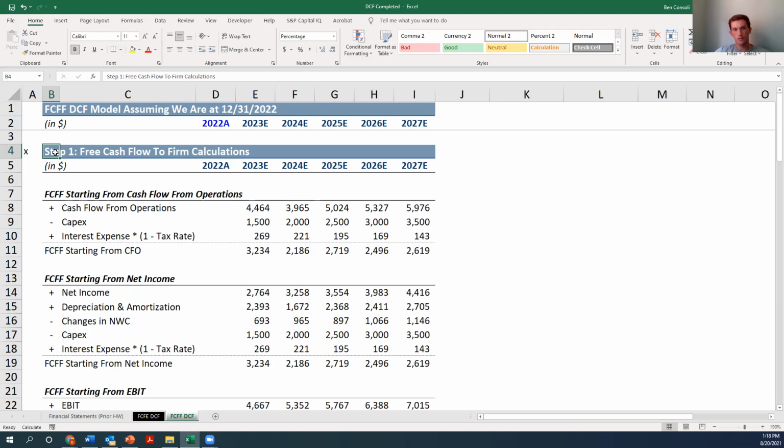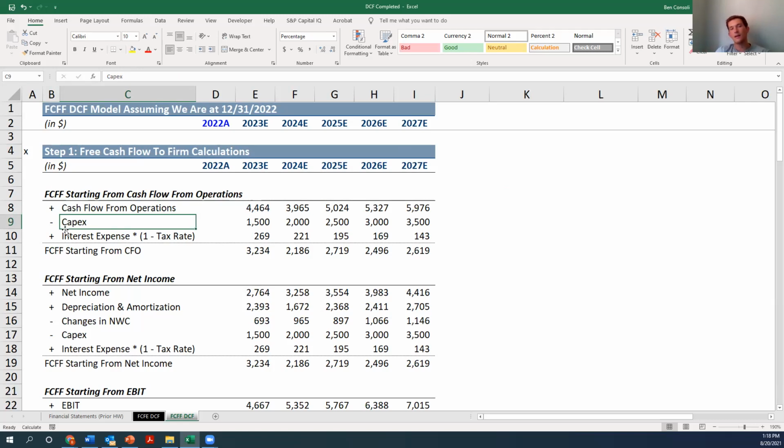I'll just go through the cash flow from operations on this one, because it's repetitive once you understand it, going through net income and EBIT. What you're doing is arriving at cash flow from operations and then making the adjustments. Starting from cash flow from operations, you subtract out CapEx, and then you add back the interest expense multiplied by 1 minus the tax rate.